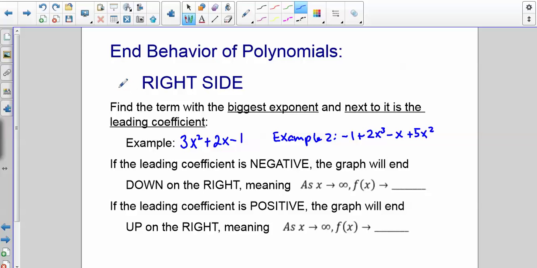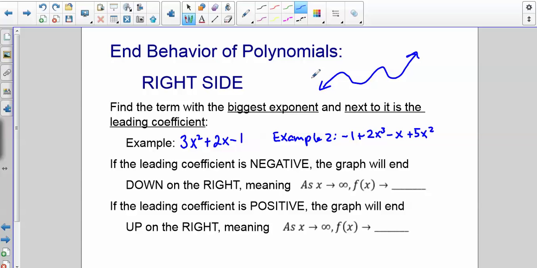Okay, this is the second video for your Day 6 notes, and now we're talking about the end behavior of polynomials. So remember that a polynomial function will have several turns in it, and it may go to infinity or it may go to negative infinity on either side. So the way to figure out what's happening at the ends of the polynomial function is to start by figuring out what happens on the right side.